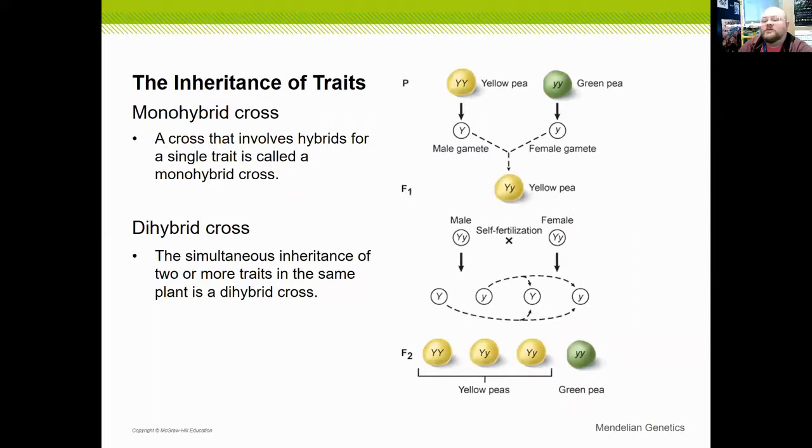Now, when we start to cross the genetics in this, and we're looking at it in terms of these pea plants here, a monohybrid cross is a cross that involves hybrids for a single trait. And a dihybrid cross is the simultaneous inheritance of more than one trait in the same plant. So hybrid crosses, we're just talking about one specific trait. Dihybrid crosses, we're talking about multiple traits at the same time.